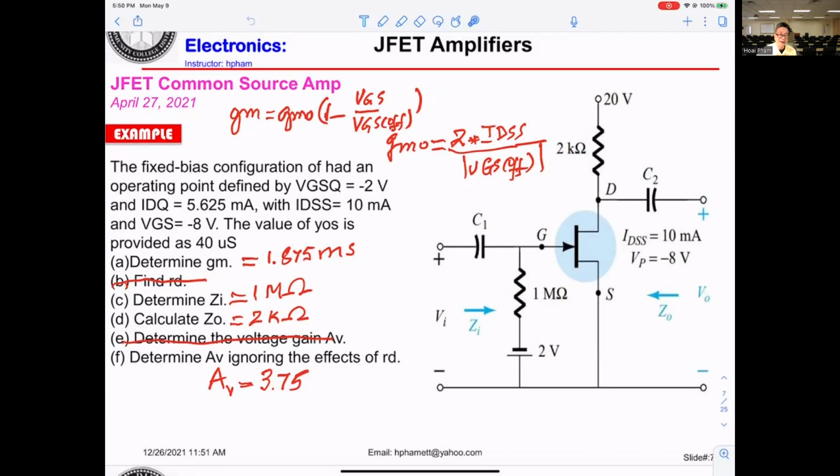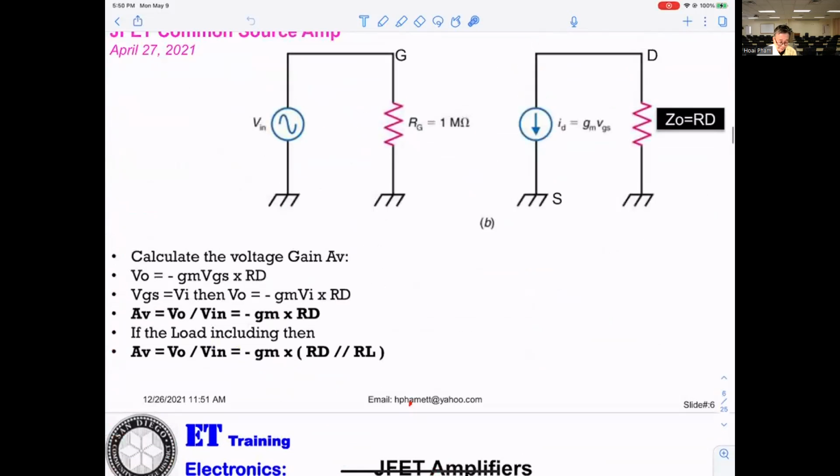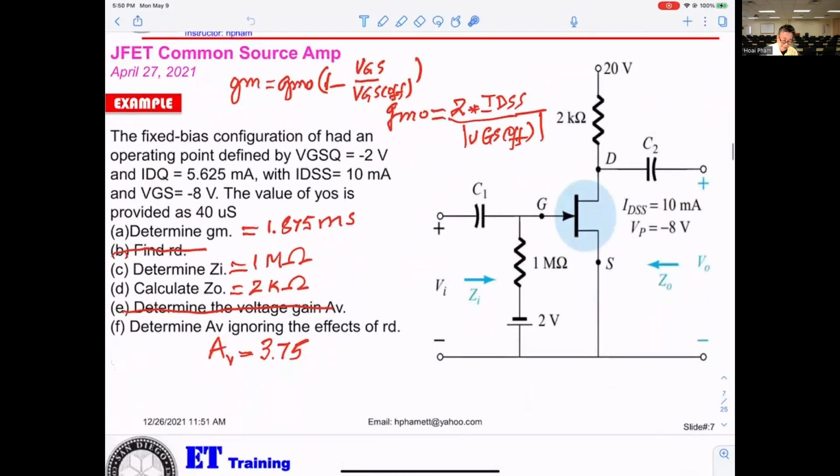And they want to calculate the input impedance. You get that here. Output impedance, in this case with no load, will be equal to RD, 2k. And they want AV. You already know the formula from previously: AV equals gm times RD. And I gave you the answer, it will be 3.75.